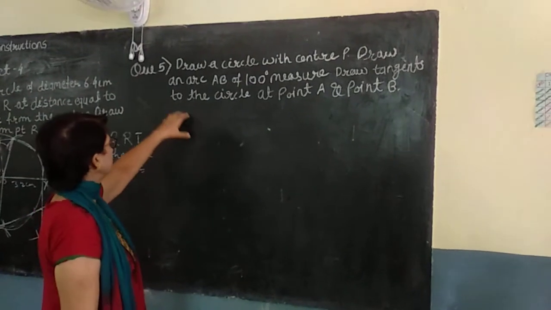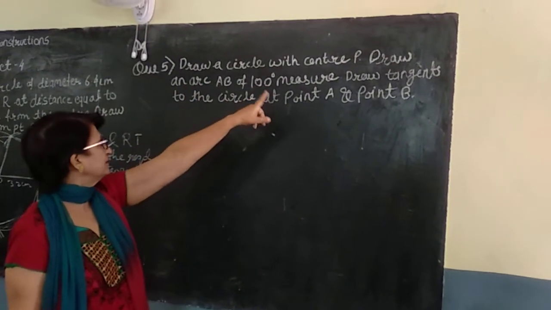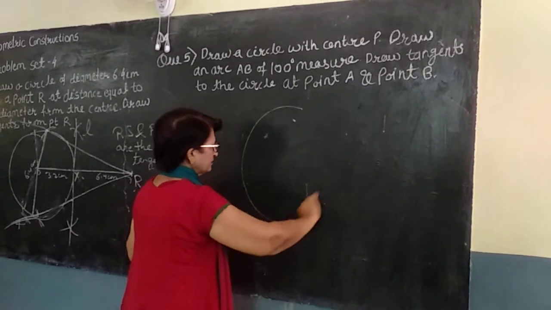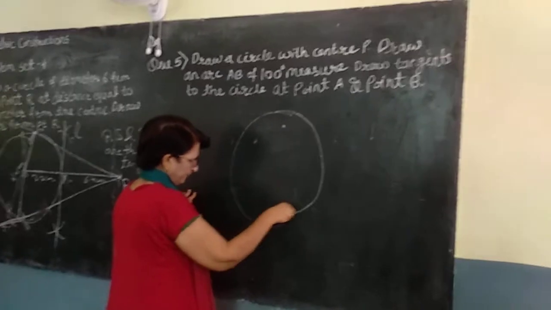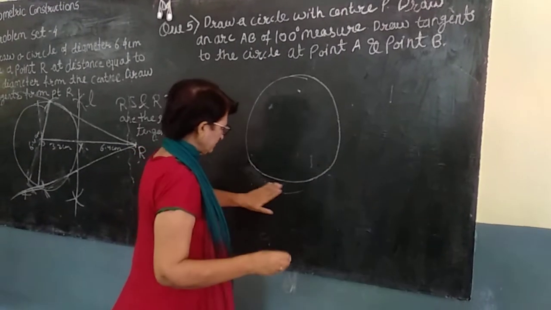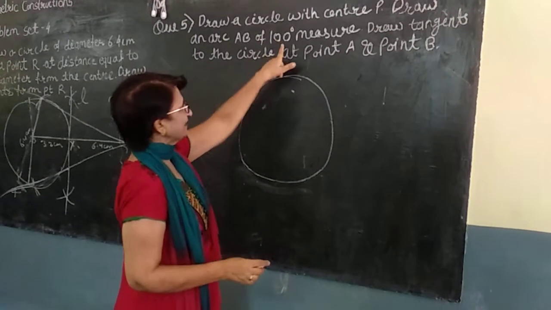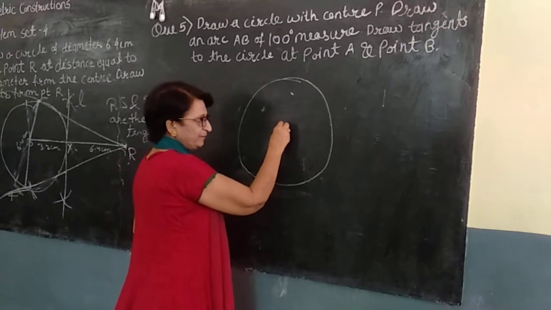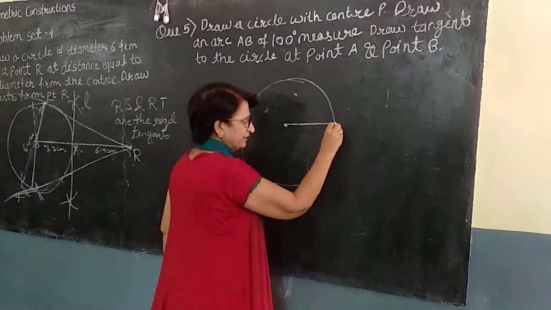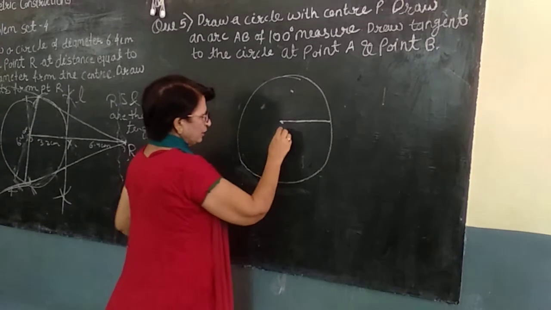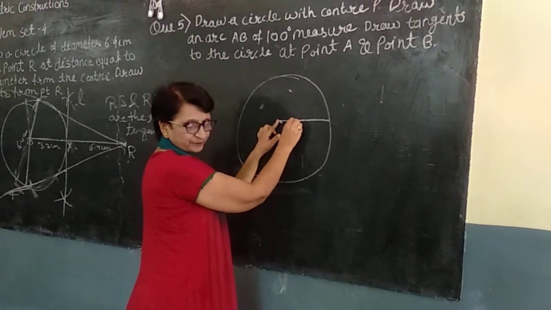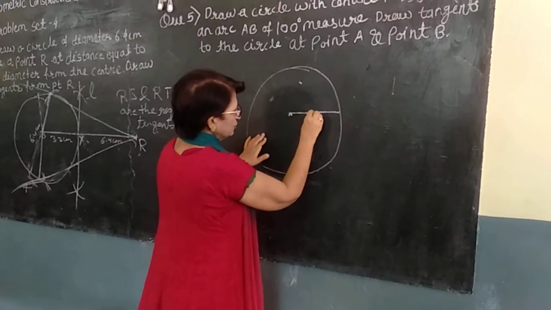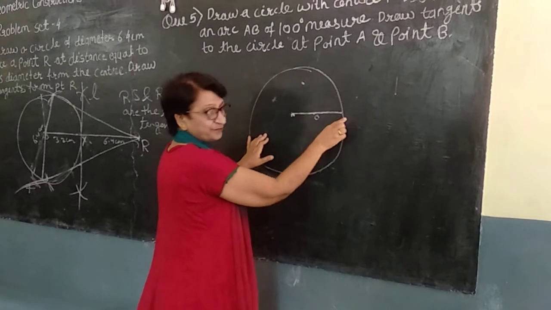Now another problem: draw a circle with center P. It means they have not given us any radius, so I can just draw any circle. After drawing the circle, it is saying take an arc of 100 measure. How do you take the measure? This is my center. First of all draw a line. After drawing a line, put your protractor here. Your zero should come on this line.